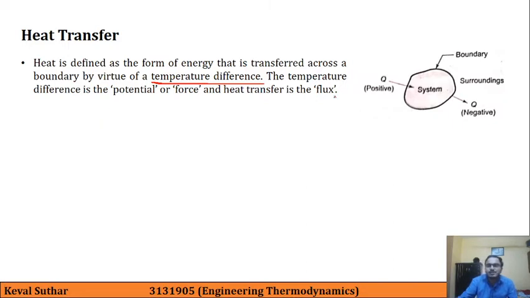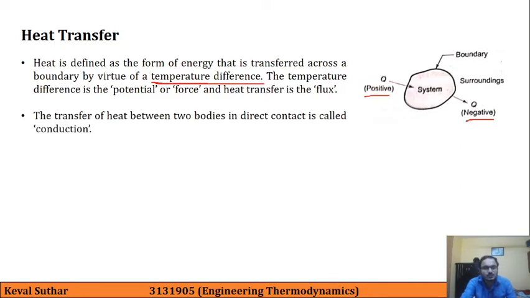Now if you see this figure, here in this figure there is a system and surrounding separated by this boundary. Here when the heat is entering into the system, it is considered to be positive, and when the heat is leaving the system, then it is considered to be negative. So this is the sign convention that we are going to follow throughout this subject.